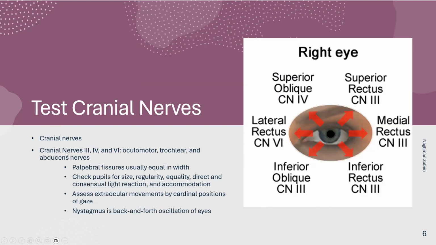Then comes the cranial nerves 3, 4, and 6, which are the oculomotor, trochlear, and the abducens nerves. We usually perform the test together for these three nerves. Palpebral fissures should usually be equal in width. Check the pupils for size, regularity, equality, direct and consensual light reaction, and accommodation. Assess extraocular movements by cardinal positions of gaze. Nystagmus is back and forth oscillation of the eyes.